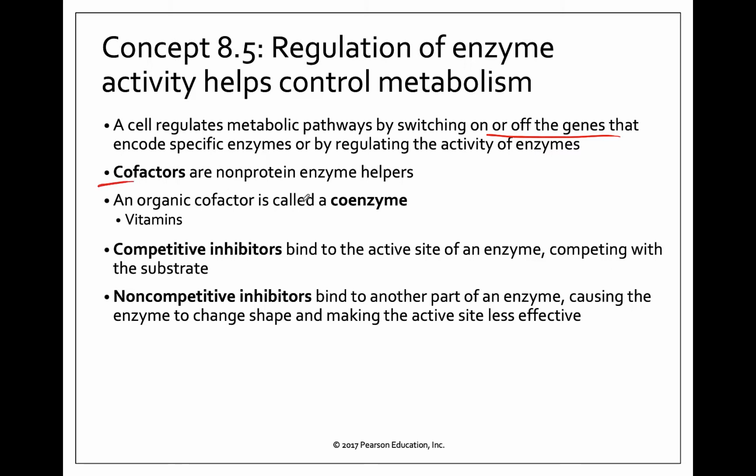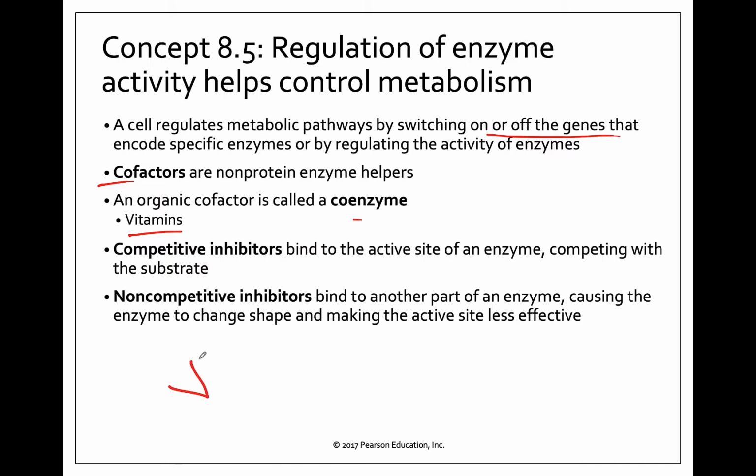A cofactor or a coenzyme are factors that are going to help an enzyme function. So examples of coenzymes are vitamins. Vitamins are required for our metabolism because they help our enzymes function. An inhibitor is going to inhibit an enzyme. So this is going to stop an enzyme from functioning.